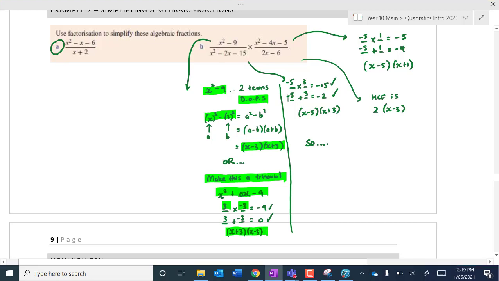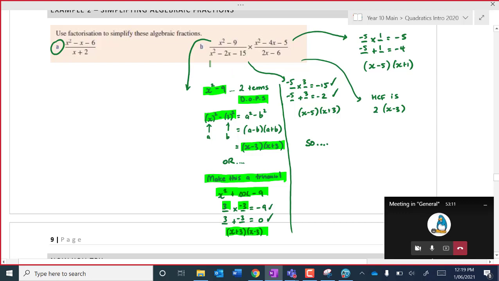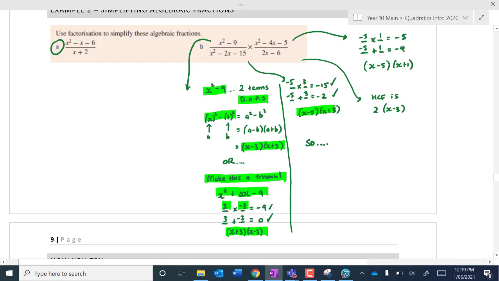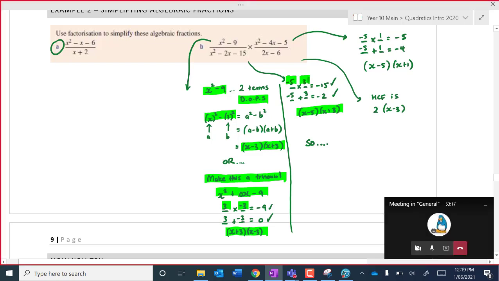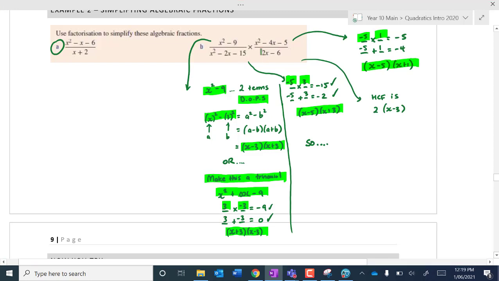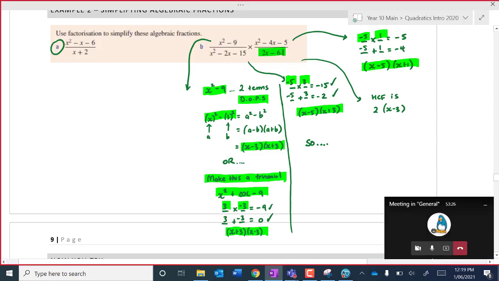This one over here, we've got two numbers that multiply to minus 15 and add to minus 2, and there we go. We've got those two numbers of minus 5 and 3. And over here, minus 5 and 1. As you can see, we've done that. And finally, this one here, we've just got to take out the highest common factor. This is just a linear, taking 2 out the front.